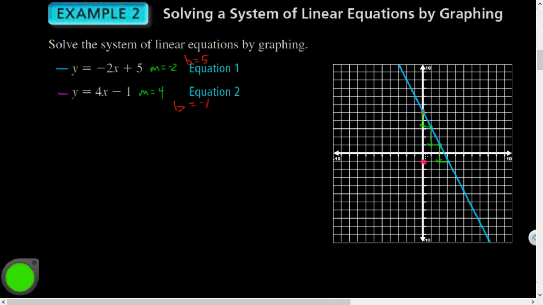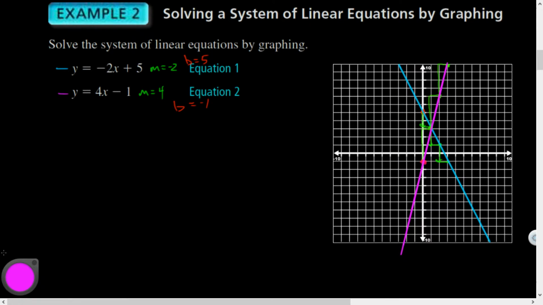Slope is 4. Wow, so that's up 4 and over 1. Up 4 and over 1. Up 4 and over 1. Yikes, it's getting a little messy over there on my grid, but that's okay. That's what happens when you graph multiple lines on the same coordinate plane. Looks like something about there. All right, so there's my 2 lines.